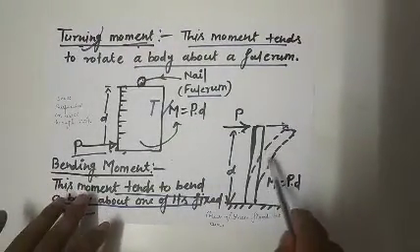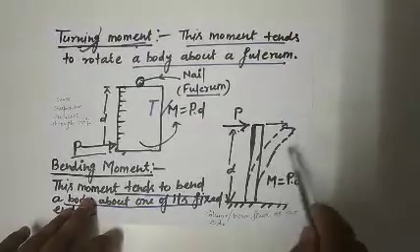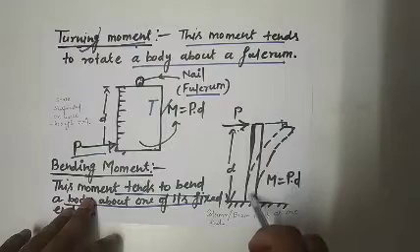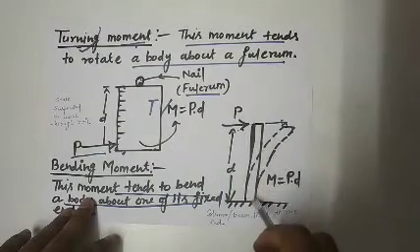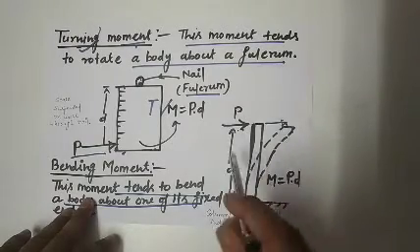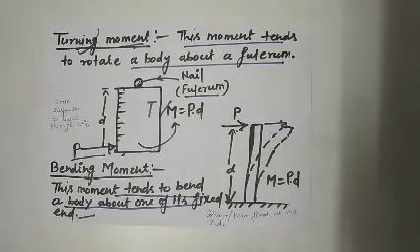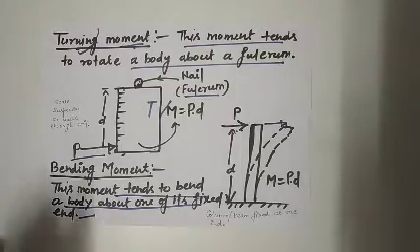Mathematically, they are the same. They are expressed by the same formula: a force and the perpendicular distance between the line of action of the force and the point about which they are moving. Clear? Now, what is twisting moment? This one is very important, because there is a very slight difference between turning moment and twisting moment. Now we'll cover it.